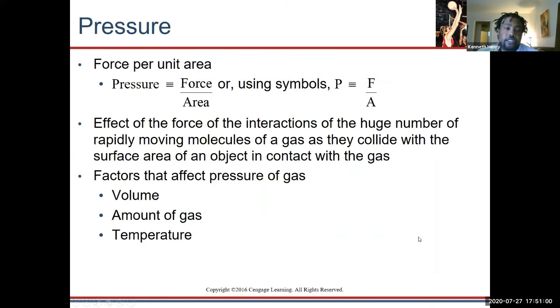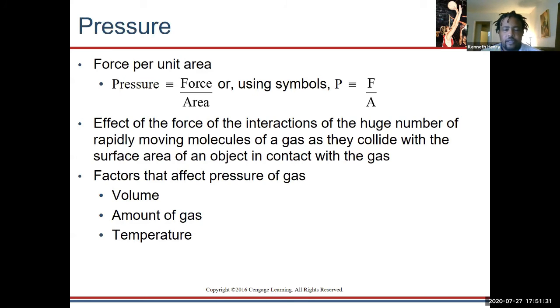Okay, so pressure is basically the force over the area. It's the force exerted over a given area, okay? So that's what pressure is equal to, or you could say P equals F over A. And the things that are going to affect your pressure are your volume, the amount of gas, the quantity or number of moles, and the temperature, okay? So those are things that are going to affect it.